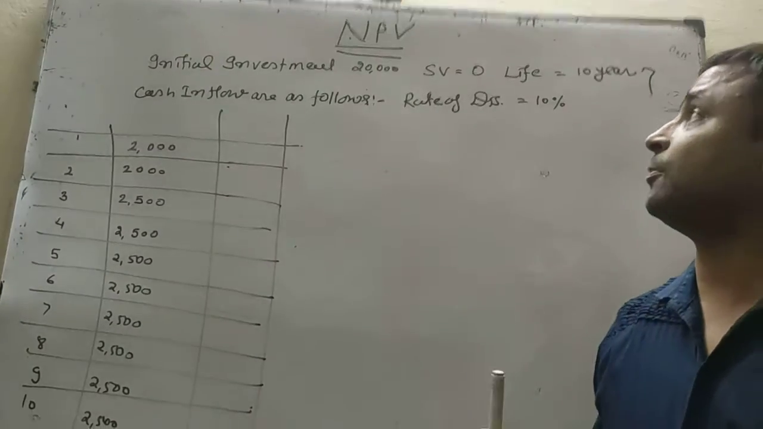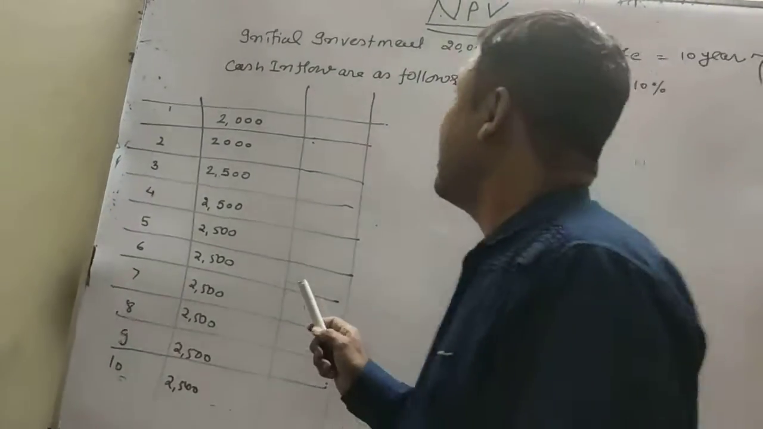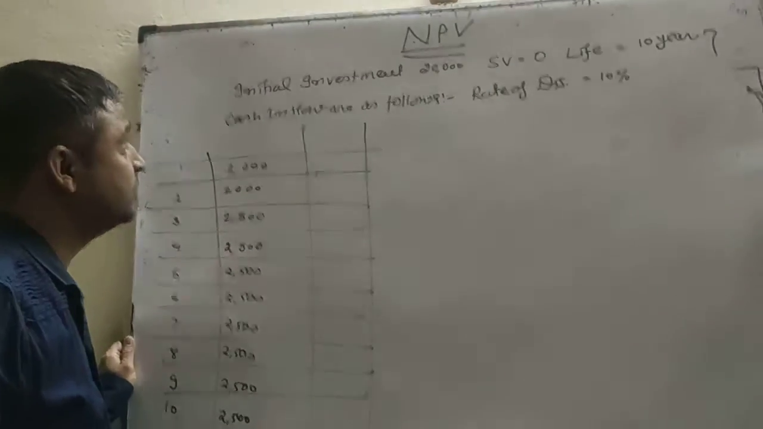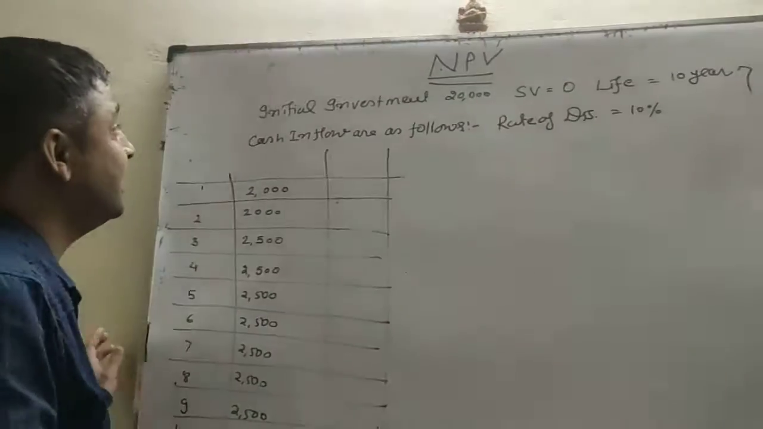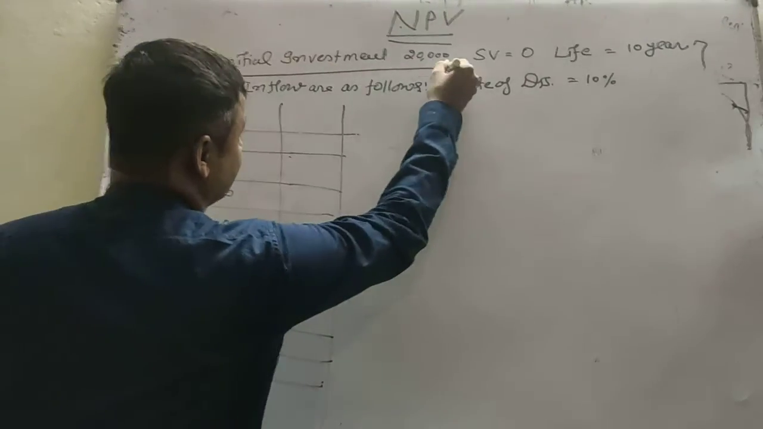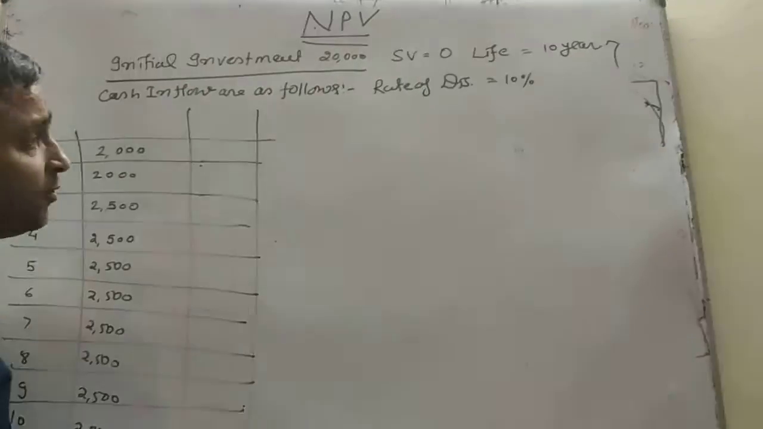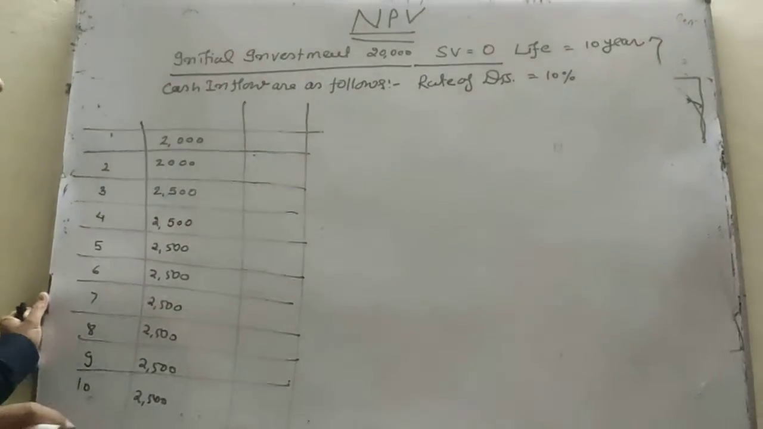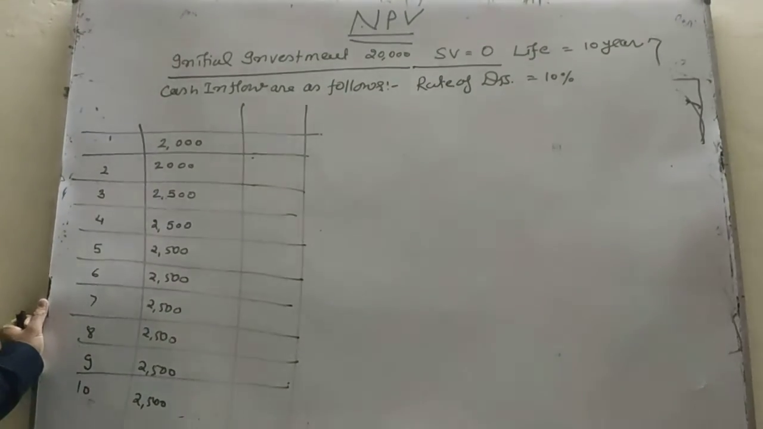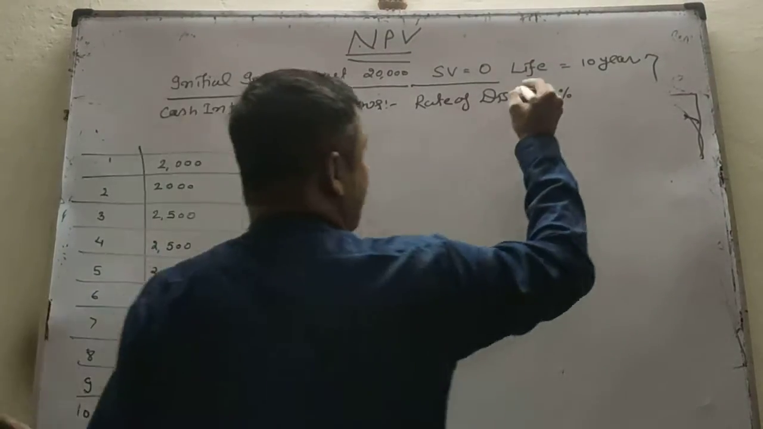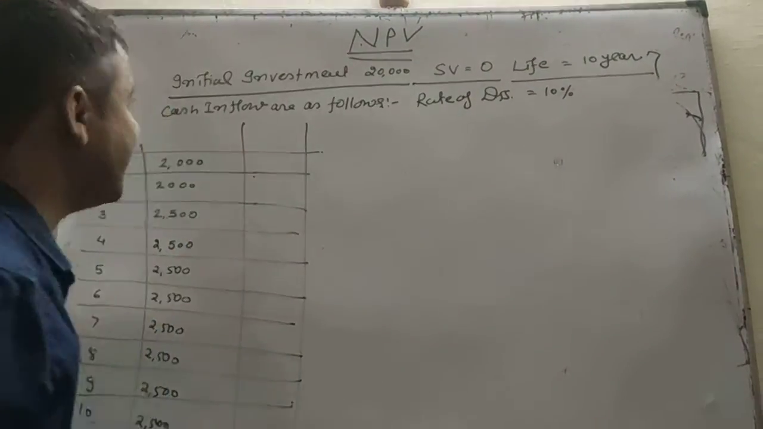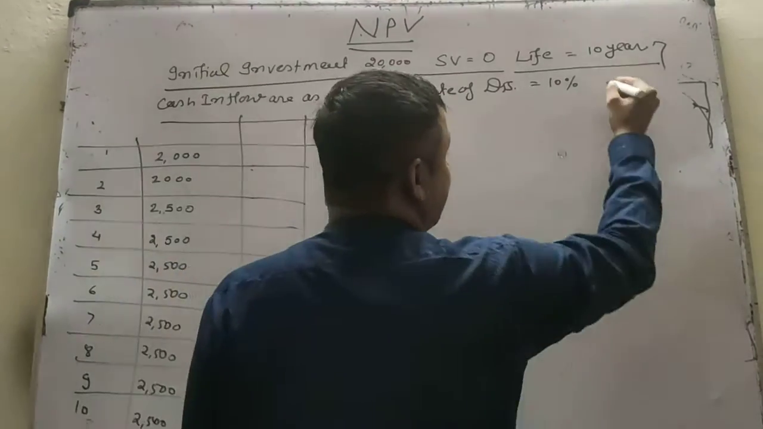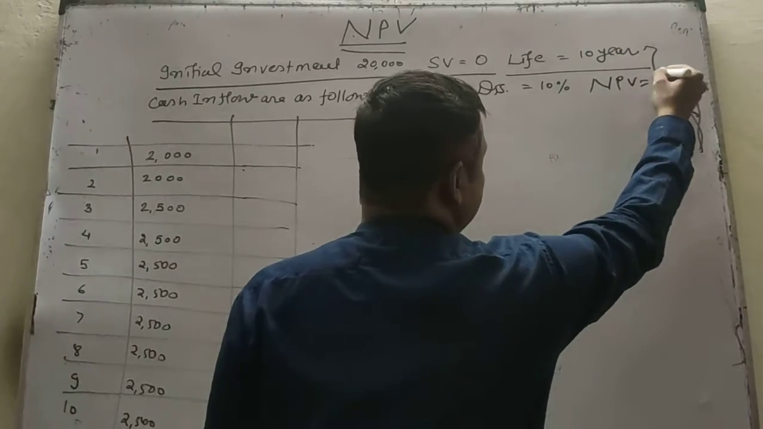Student, today we will solve a practical problem of NPV. This is a very important question from the exam point of view. The question is like this: the initial investment in a project, that is cash outflow, is 20,000 rupees with no salvage value. It means at the end of the life of the project you will get zero from that machine. The life of the project is 10 years. Cash inflows are as follows and the rate of discount is 10%. You need to find out the NPV.